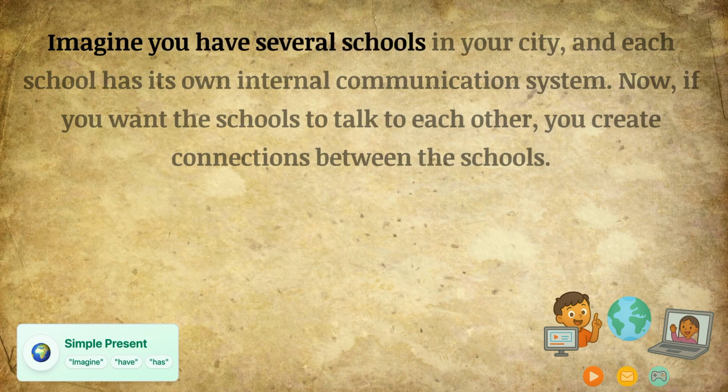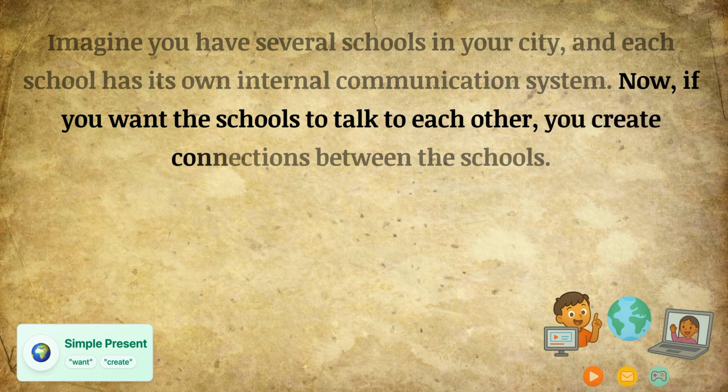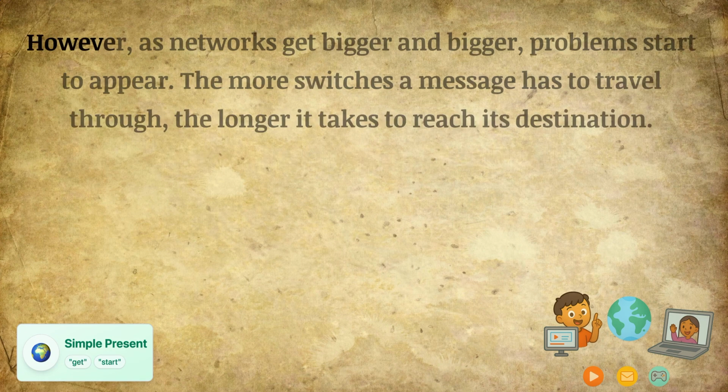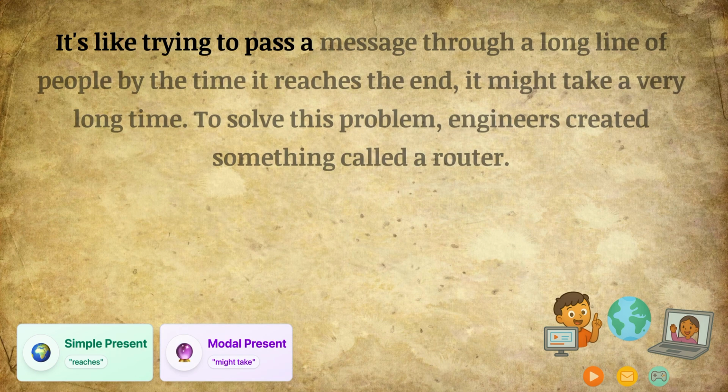Imagine you have several schools in your city, and each school has its own internal communication system. Now, if you want the schools to talk to each other, you create connections between the schools. However, as networks get bigger and bigger, problems start to appear. The more switches a message has to travel through, the longer it takes to reach its destination. It's like trying to pass a message through a long line of people. By the time it reaches the end, it might take a very long time.